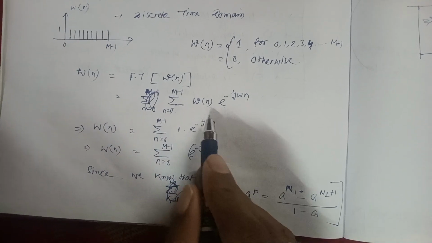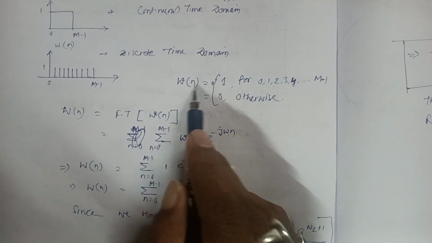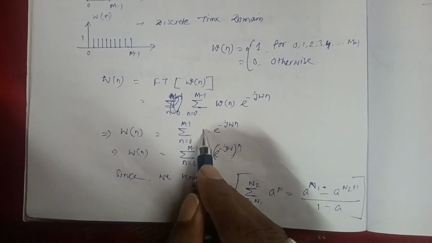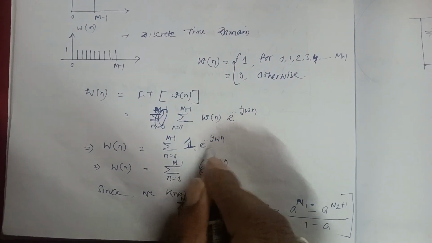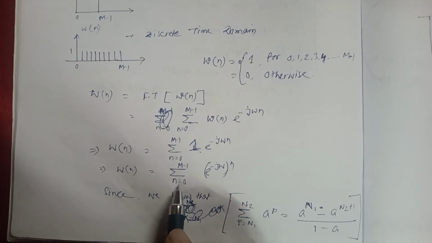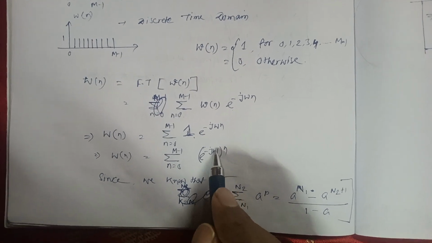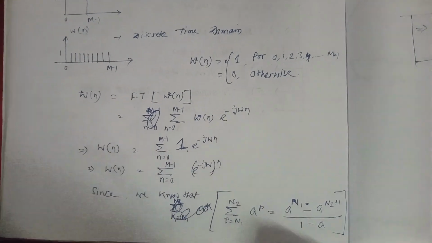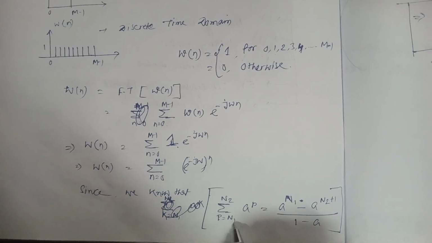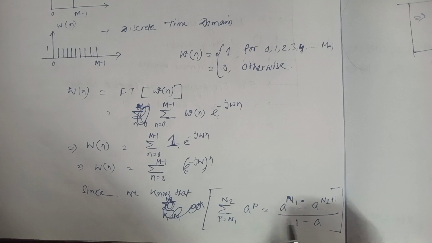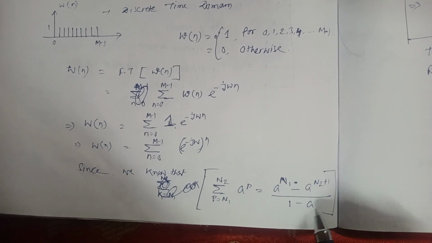Here for n from 0 to M minus 1, the value of w(n) equals 1. So I have written 1 times e to the minus j omega n. Finally we got W equals the summation of n equals 0 to M minus 1 of e to the minus j omega to the power n. Why have I written it like this? Because we know that the summation of p equals n1 to n2 of a to the power p equals (a to the power n1 minus a to the power n2 plus 1) by (1 minus a).